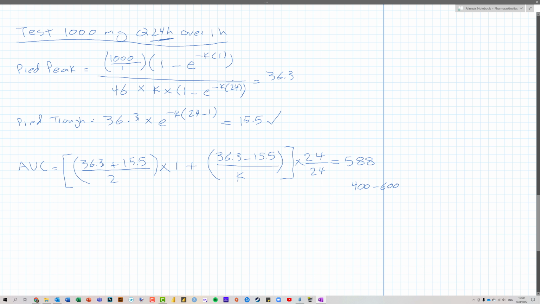essentially 47.4, and predicted trough would be 16.3. Now this is what we wanted because we wanted it to be 15 to 20.